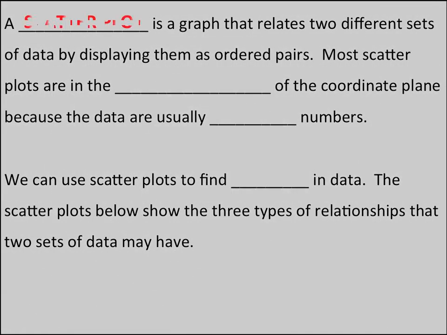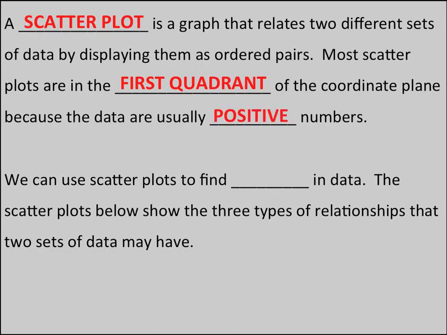A scatterplot is a graph that relates two different sets of data by displaying them as ordered pairs. Most scatterplots are in the first quadrant of the coordinate plane because the data are usually positive numbers. We can use scatterplots to find the trends in the data.